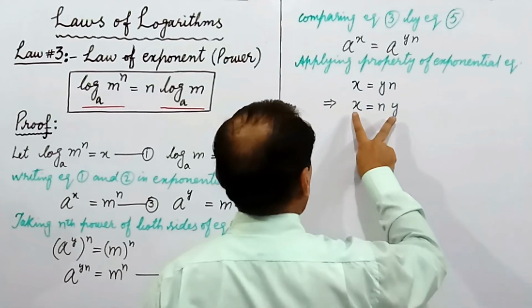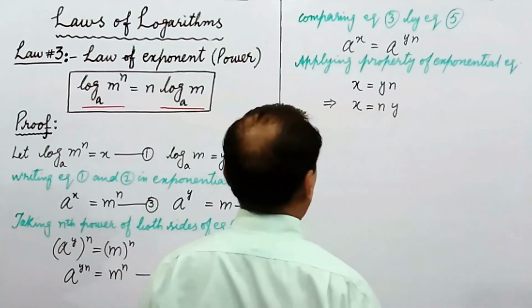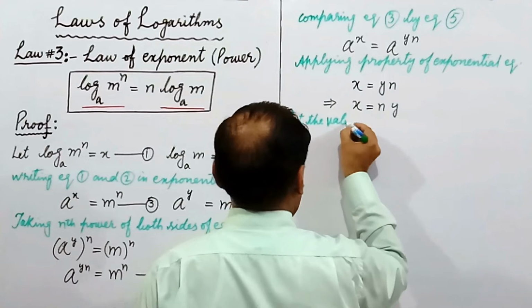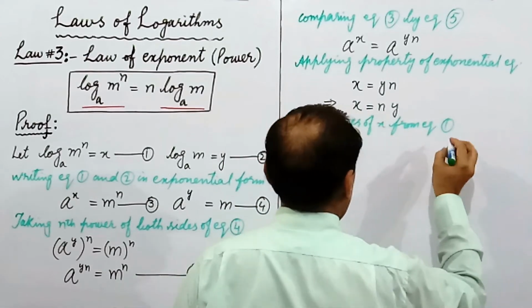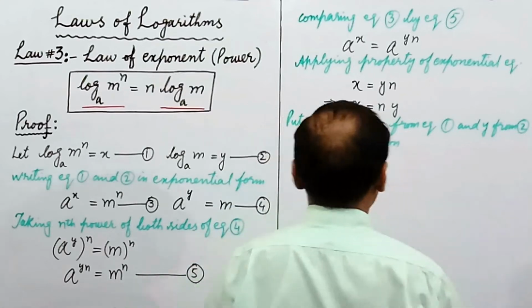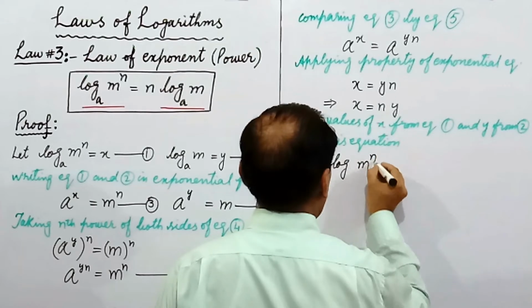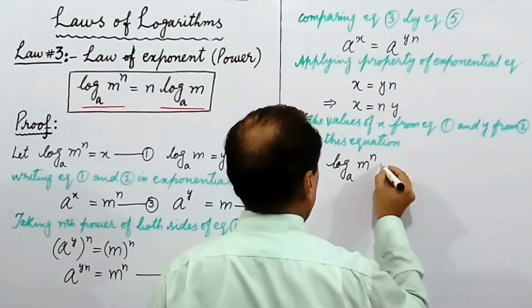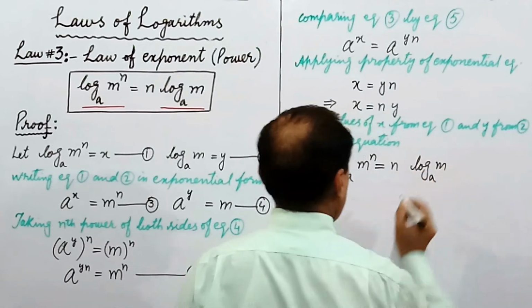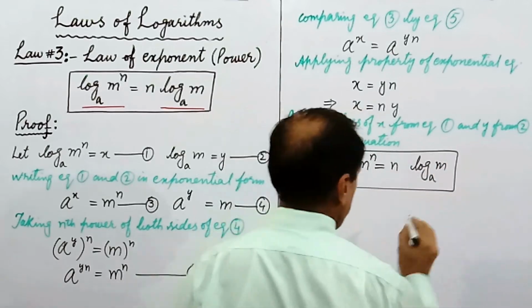As we have the values of x and y in equation number 1 and equation number 2, we put the values of x and y from equation 1 and 2 in this equation. We have log m raised to power n to the base a, which is the value of x, equal to n times log m to the base a, that is the value of y, and hence it is proved.